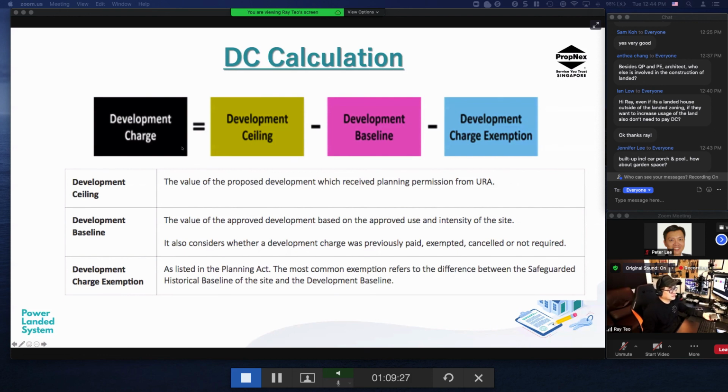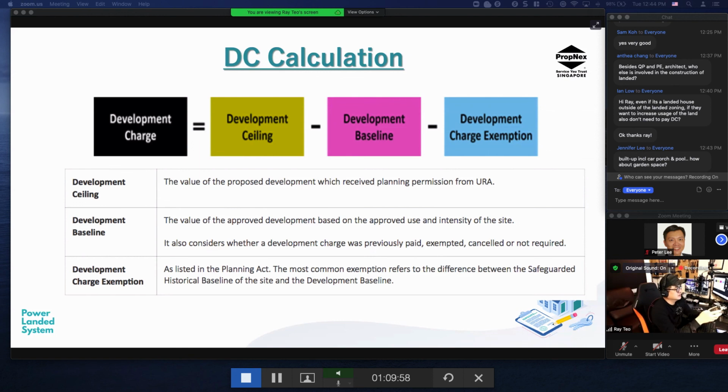Okay, so last 10 minutes, I squeeze some more for you. Okay, so development charge. Development ceiling is what you propose, which is why I feel it's not very useful for landed property unless you want to do subdivision. Development baseline is the current approved GFA. For example, right now you have a bungalow. The current approved GFA is plot ratio 1.4. So let's say your land is 3,000 square feet.